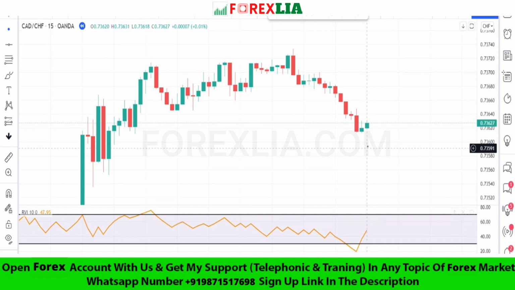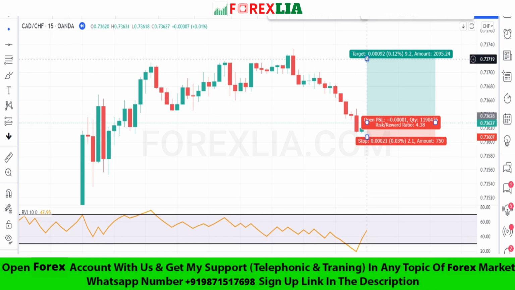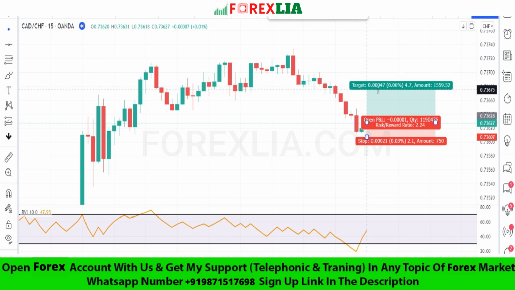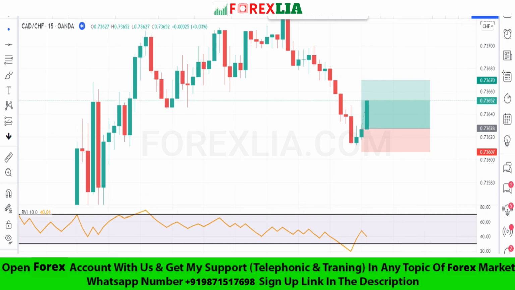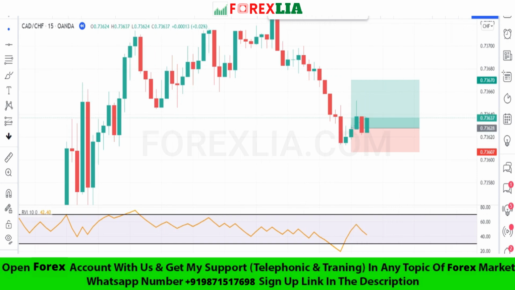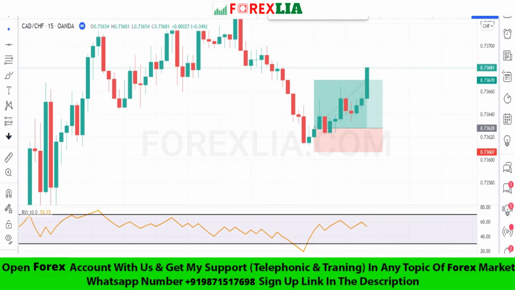Here is the buy signal confirmation. We place a buy trade here. Set the stop loss at the previous candle low point. Set the profit target 1:2. We won this trade.